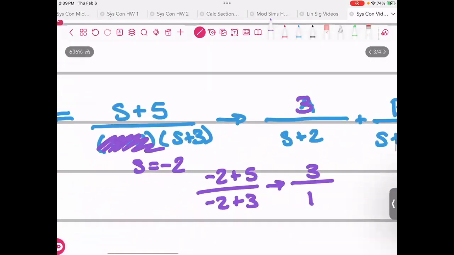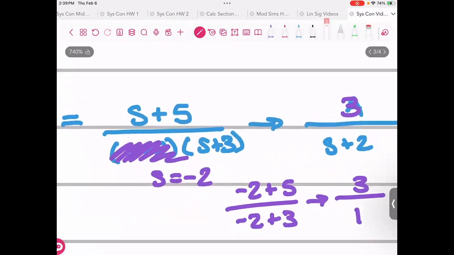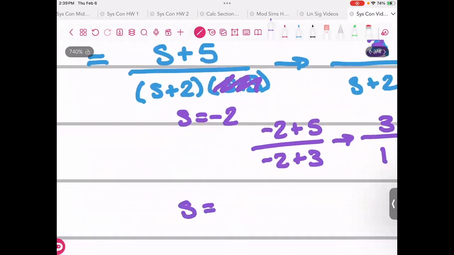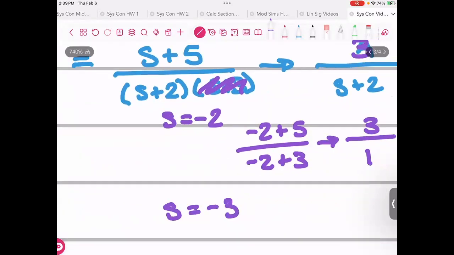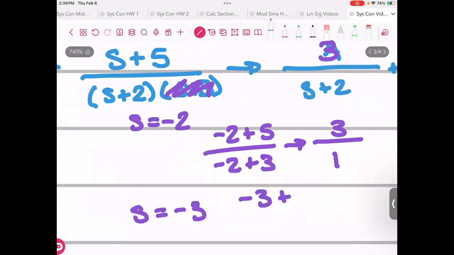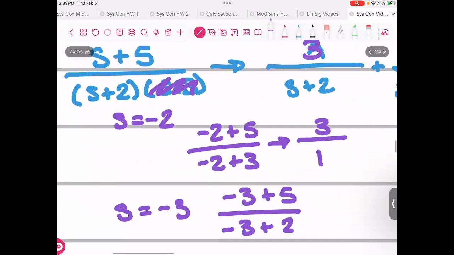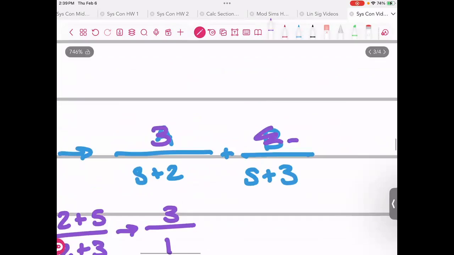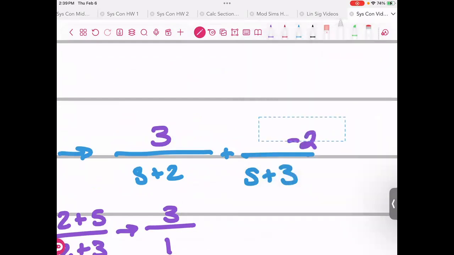And then to find our B, we pull a similar stunt with the s+3. So if we set s to -3, right, because -3 plus 3 equals 0, then we end up with, on top, -3 plus 5, on the bottom, -3 plus 2, and this comes out to 2 over -1, or just -2 for B. And that is an easier way of doing partial fraction decomposition.